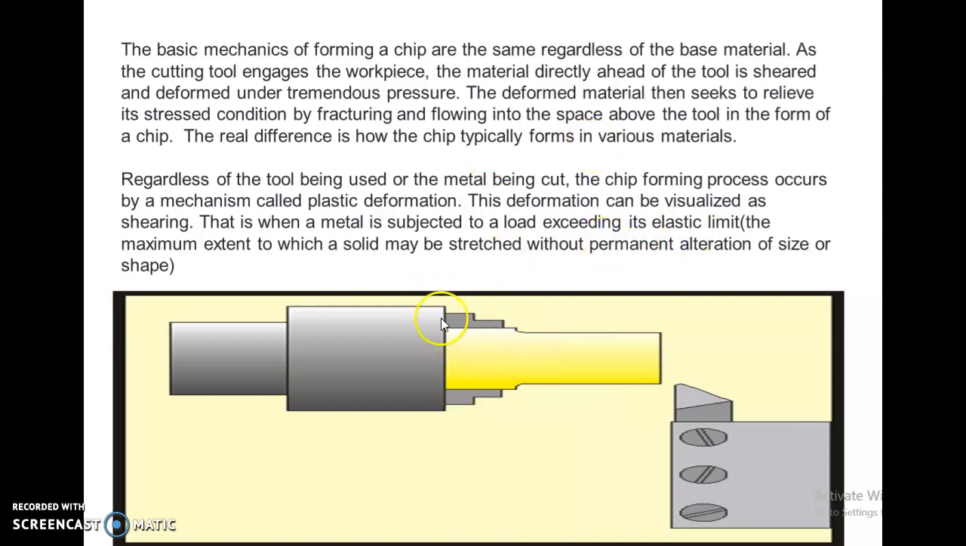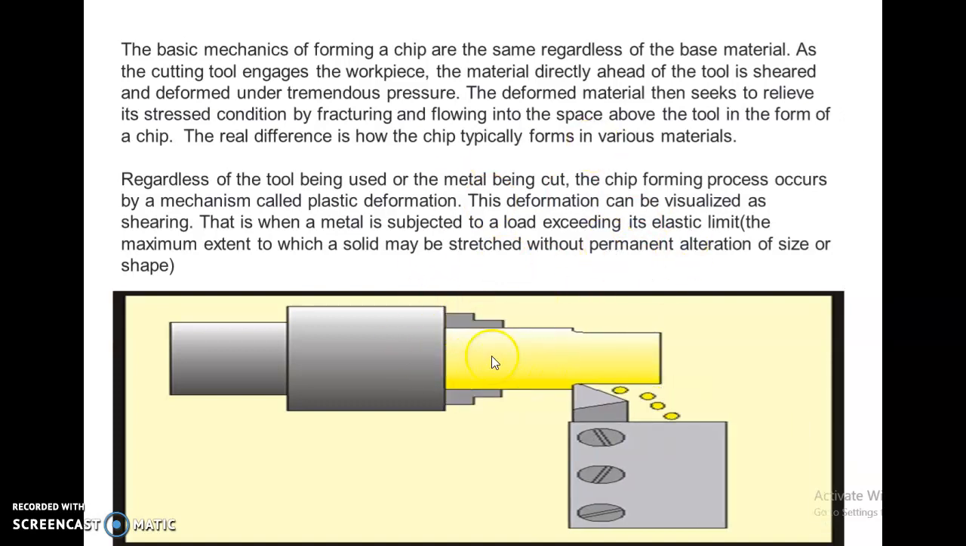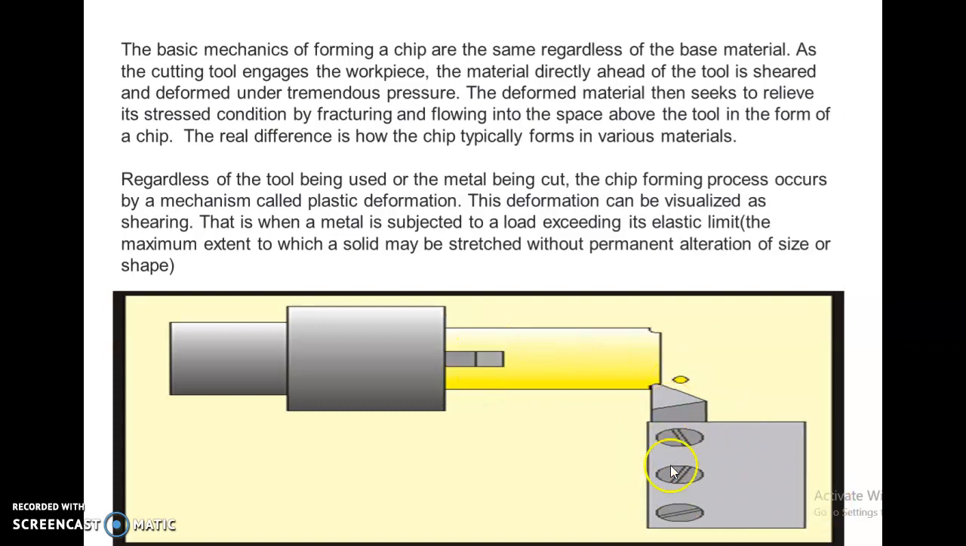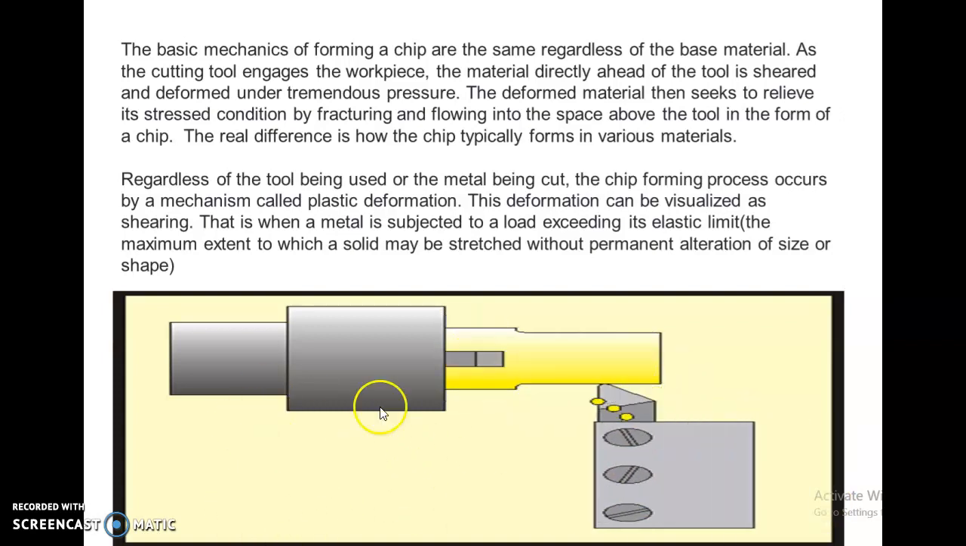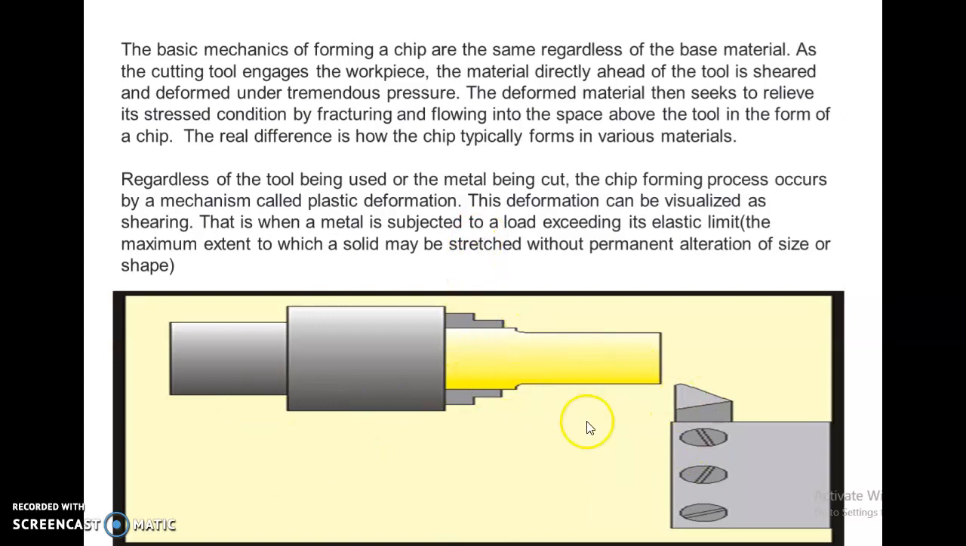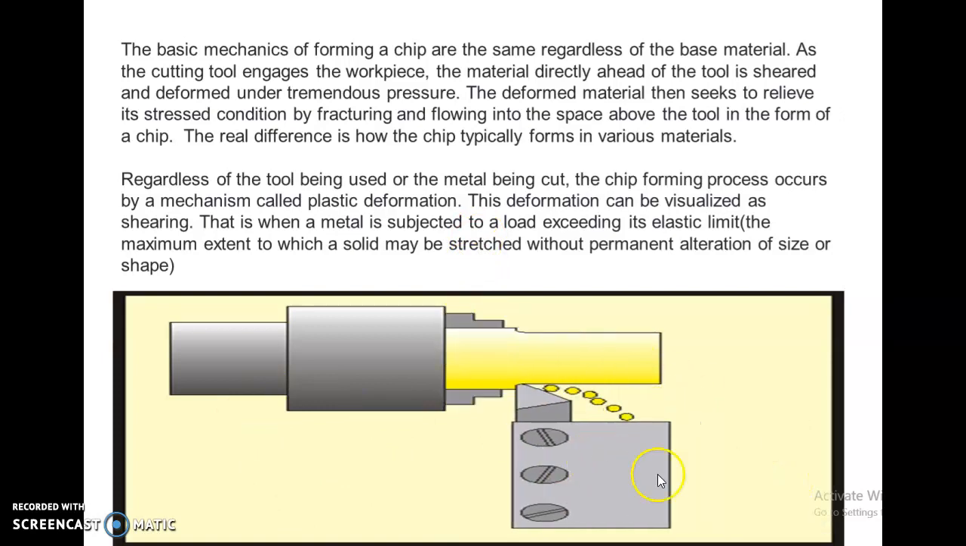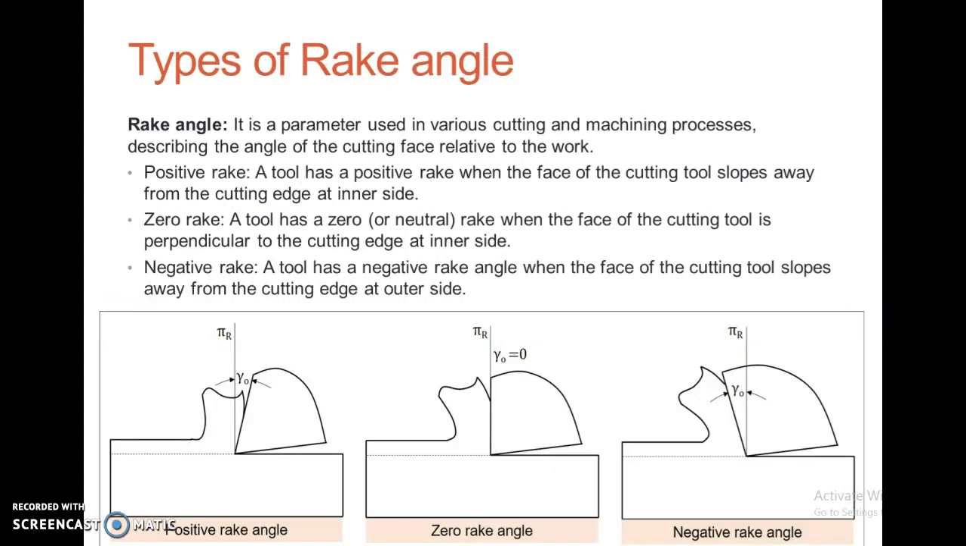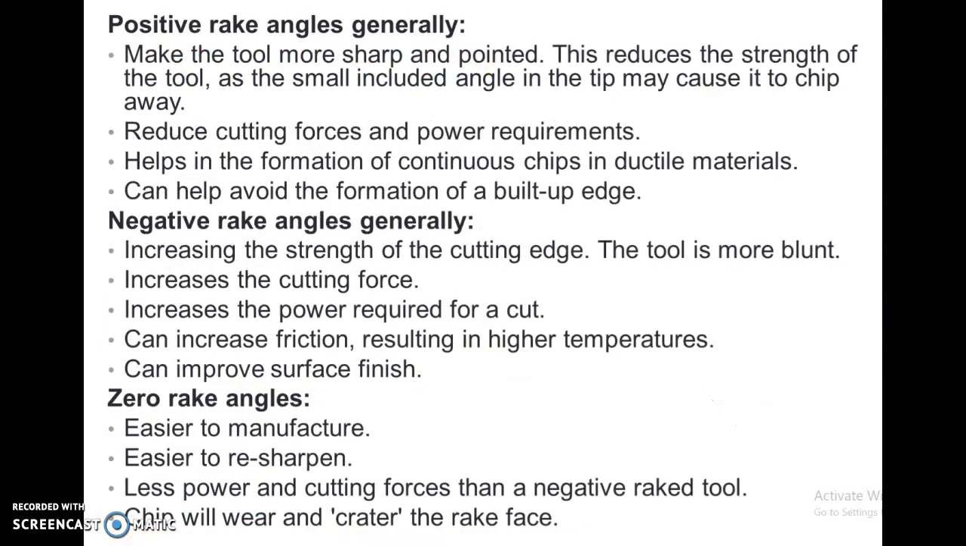So the workpiece is held by a chuck. Okay, and this is called the tool. The spindle continuously rotates, and what happens? The tool is moved towards the workpiece. We have seen the types.